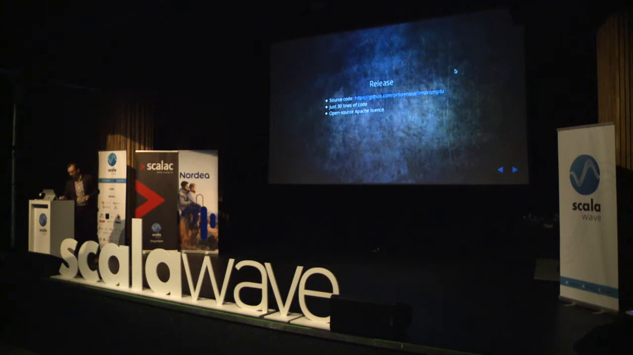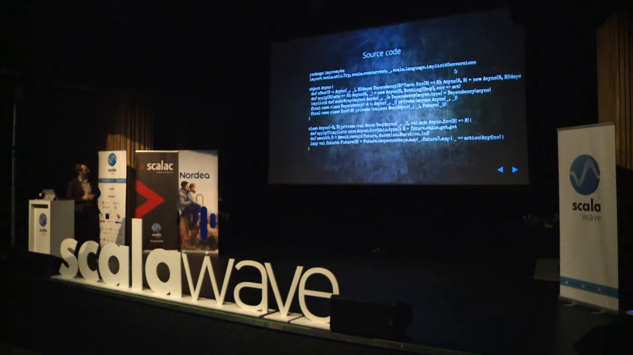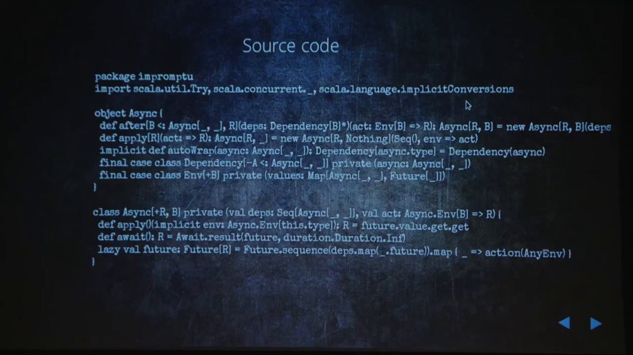I'll show you in a second. It's open source, Apache licensed. I've published a binary that is on Sonatype now. You can use it. You can write code as long as you include the implicit env, because we're still in Scala. And this is the entire source code. That is everything I've shown you today. I've condensed it onto fewer lines to just brag about how few lines there are. So that is basically it.